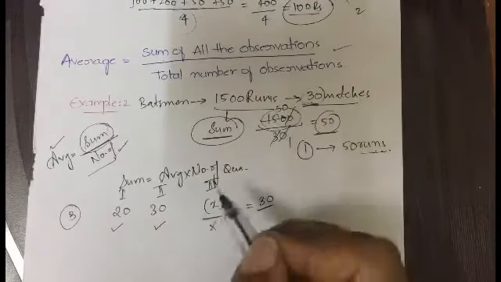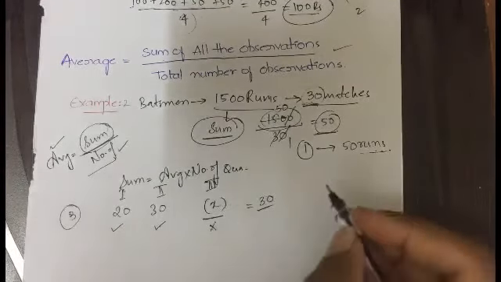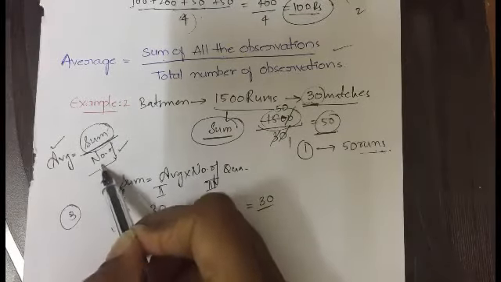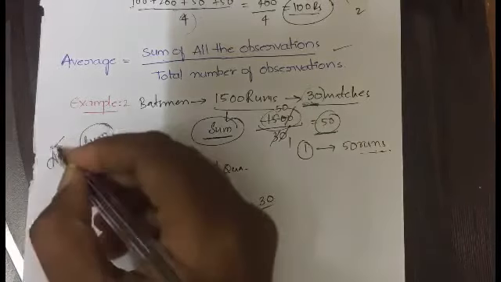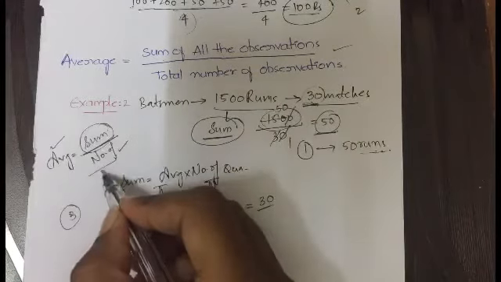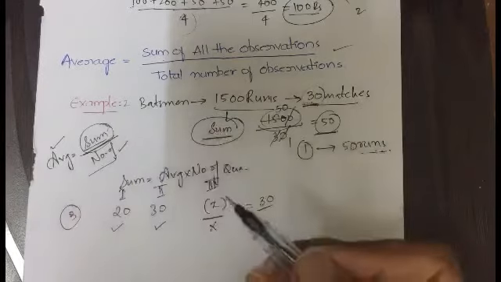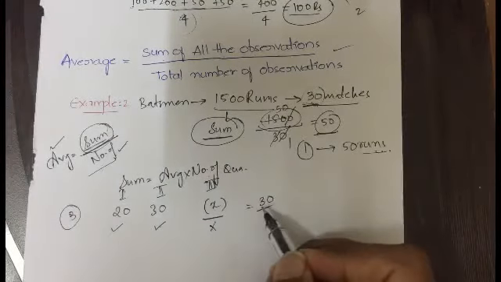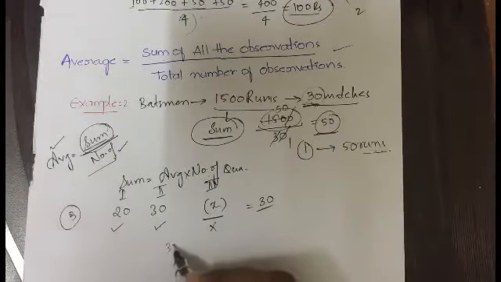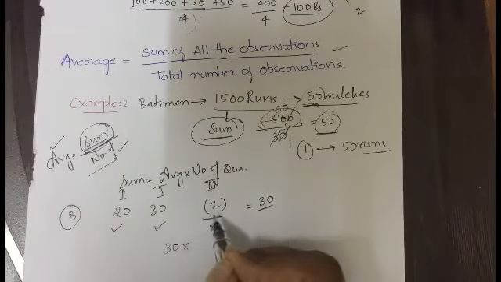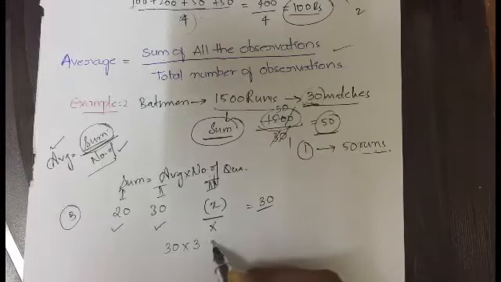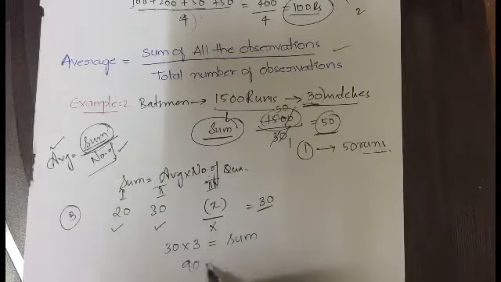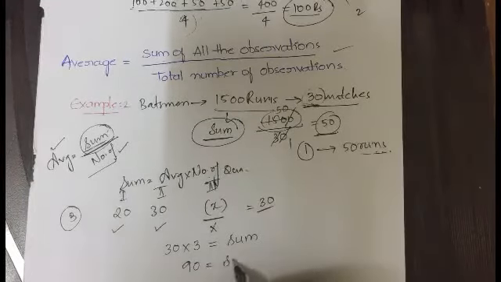So now what is the formula of average? Average is equal to sum by number of quantities, right? But here you know the average, you know the number of quantities, but you don't know the sum. So in that case, what you do? Average times number of quantities, right? So 30 times, what is the number of quantities you have? 3, which will be equal to the sum. So 30 times 3 is 90, right? 90 will be equal to sum.